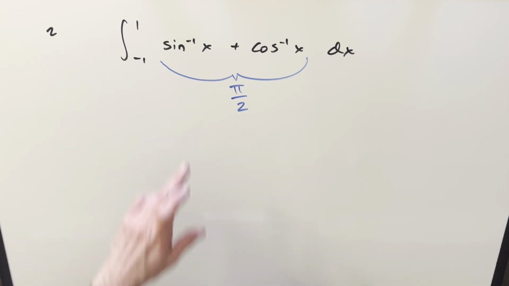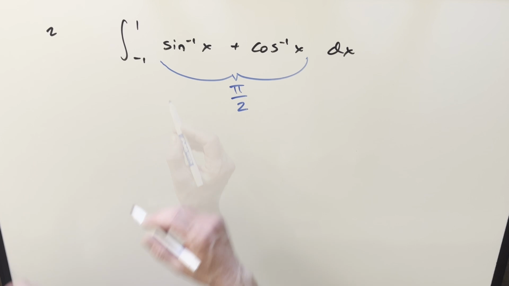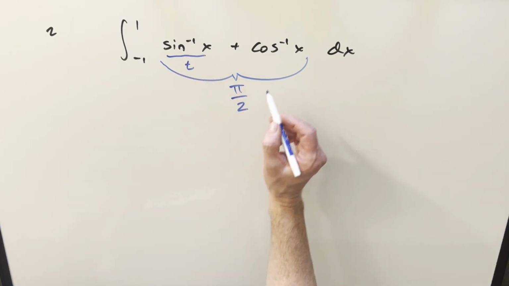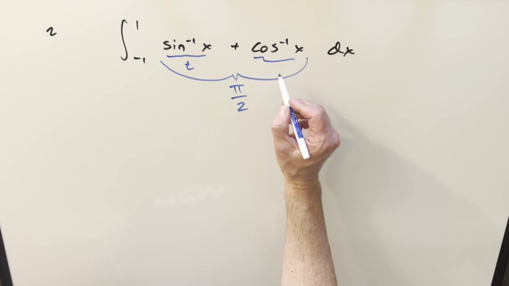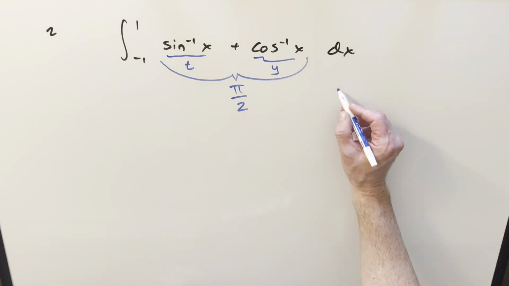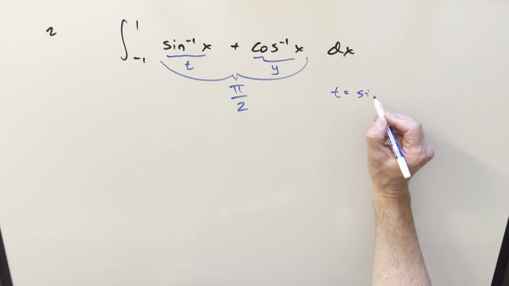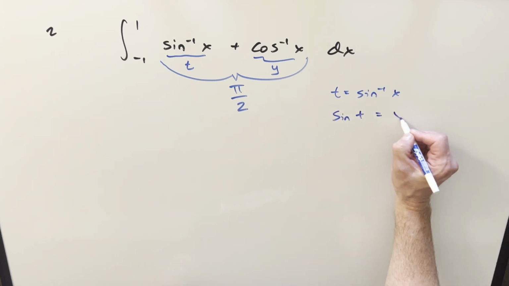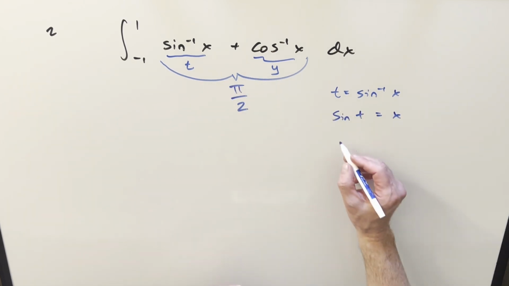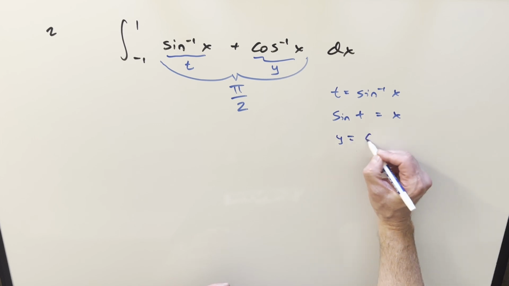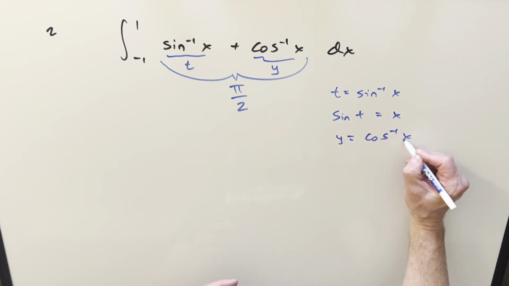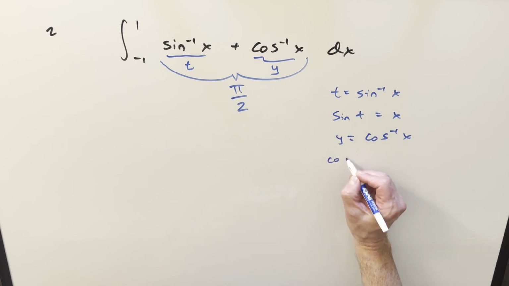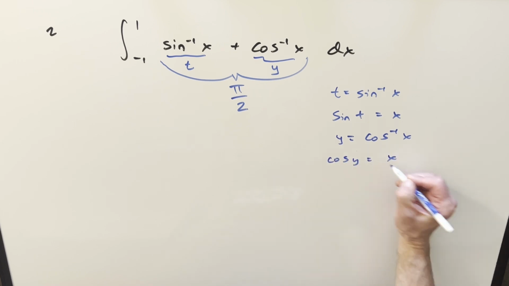But what I want to do is look at how this works. What we can do is put a label on each of these. If I call arcsine of x t, and for arccosine, let's call this y. Then if t is arcsine of x, we can say that sine of t equals x. Doing the same thing for y, if y is arccosine of x, then taking cosine on both sides, we have cosine of y equals x.